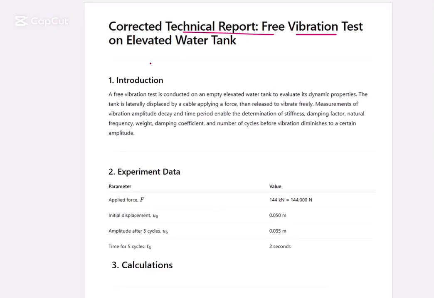Technical report for free vibration test of elevated water tank. This is the example, you will see it. Introduction. The free vibration test is conducted on the empty elevated water tank, and you see the water tank somewhere here. Empty elevated water tank.